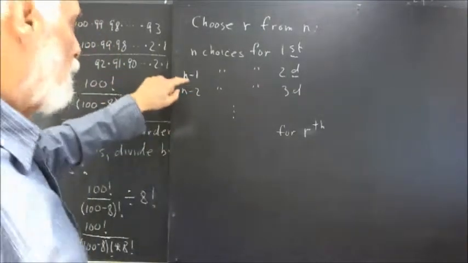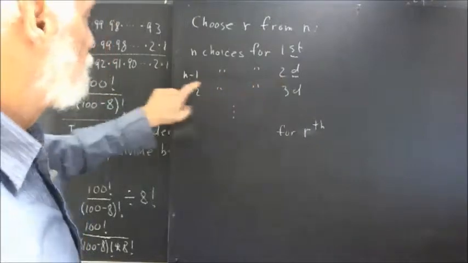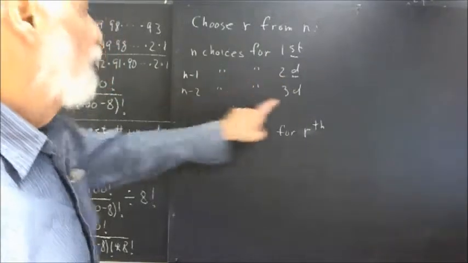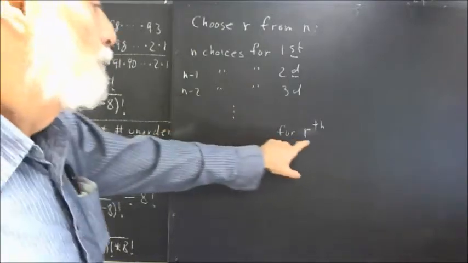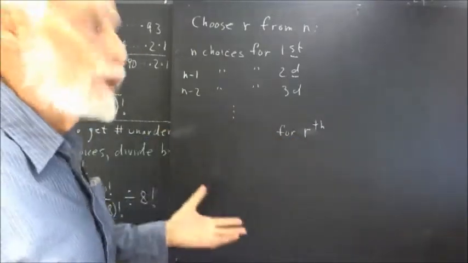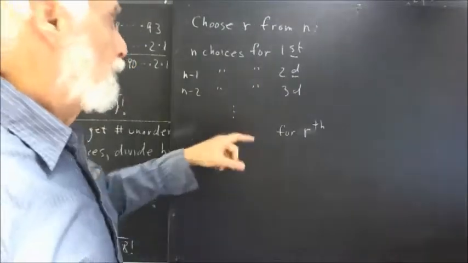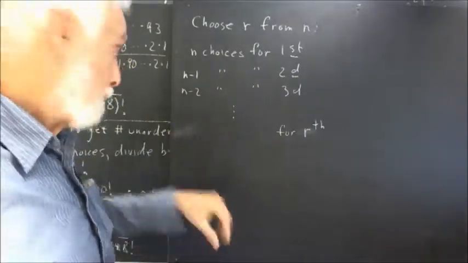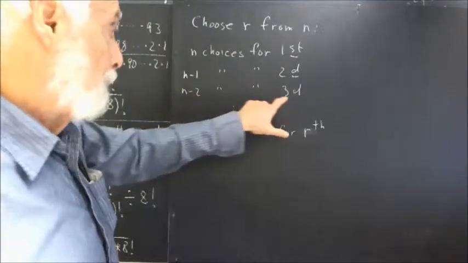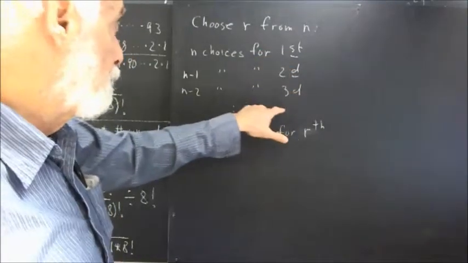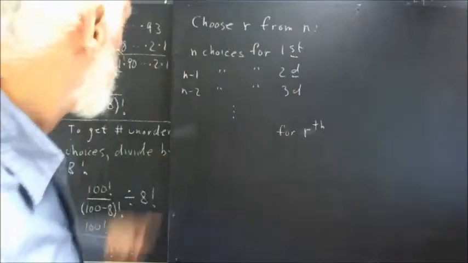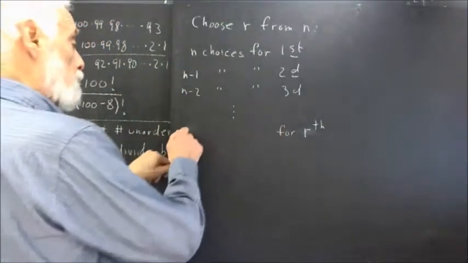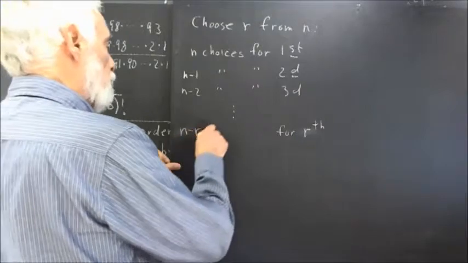You notice that when we made our second choice, we had N minus 1. Our third choice, we had N minus 2. Well, when we get down to choice number 40, let's say we're choosing 40, we're going to have N minus 39, aren't we? Because the number we subtract from N is always 1 less than the number of our choice. Since our first choice, we didn't subtract anything from N. So when we get down to the rth choice, it's going to be N minus R plus 1.